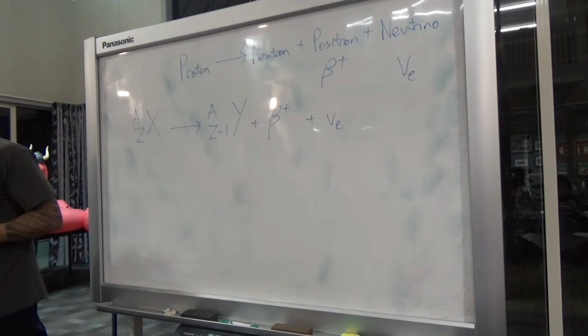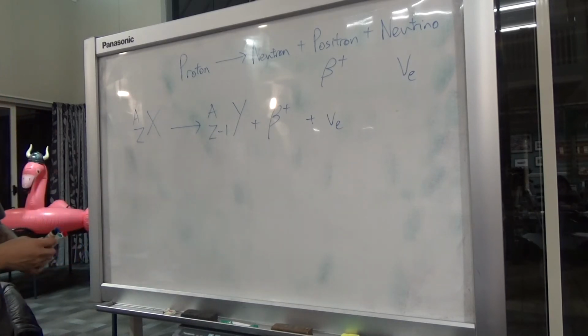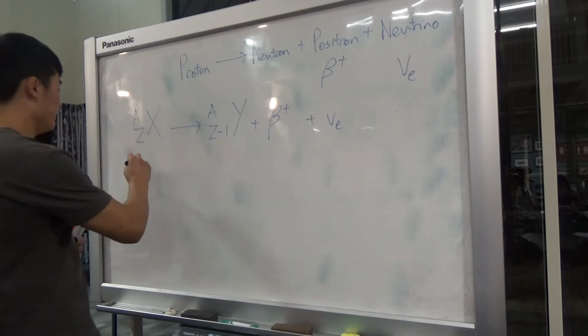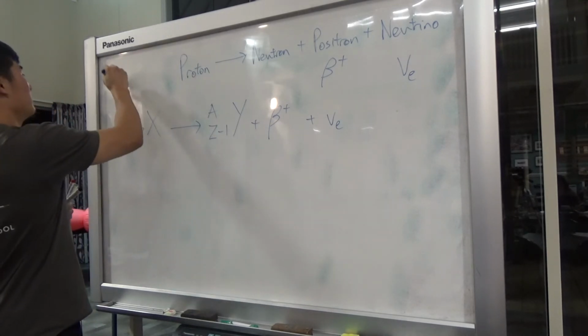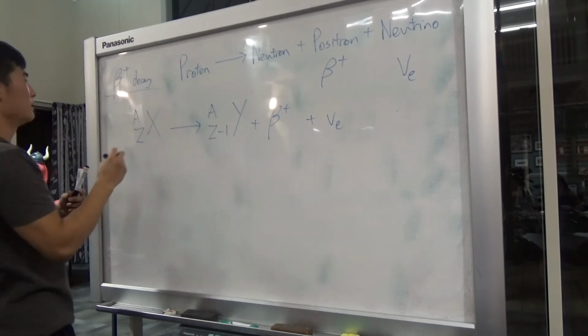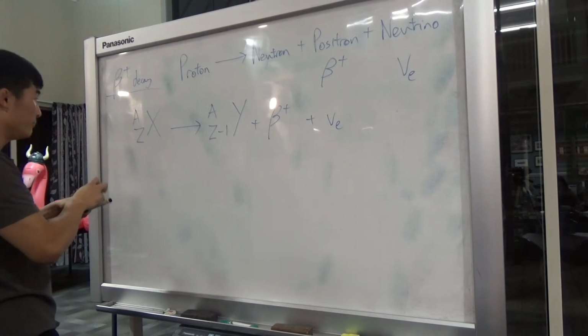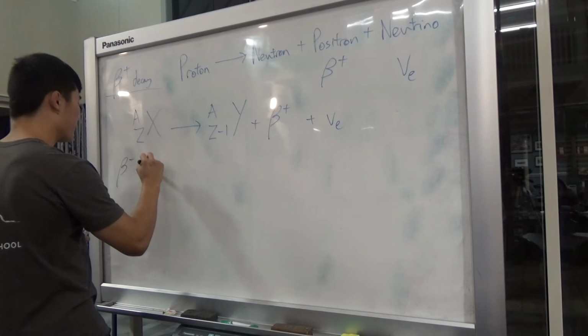So yeah, number 8 should be option C, a positron. Now number 9, this is going to be beta minus decay. So in beta minus decay, we have a neutron. So this was beta plus decay, and now we have beta minus decay.